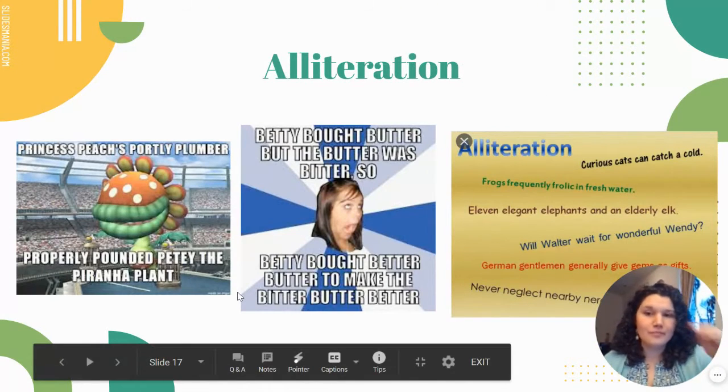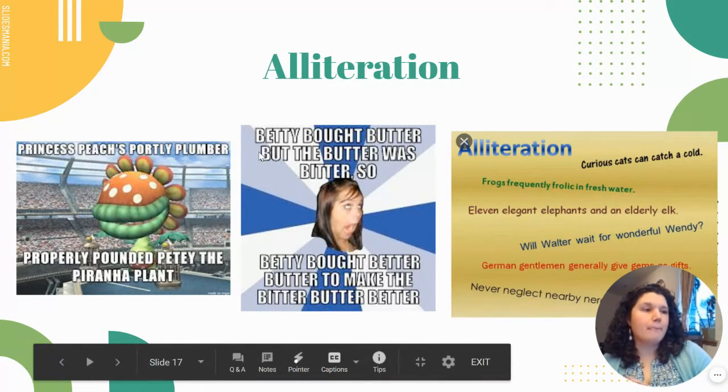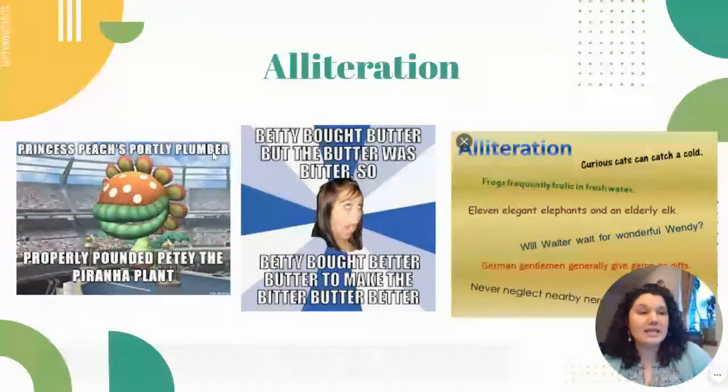Here's a couple that I found. Princess Peach's portly plumber properly pounded Petey the piranha plant. And then we've got Betty bought butter, but the butter was bitter, so Betty bought the better butter to make the bitter butter better. So we have P's that are repeating here. We have a B sound that's repeating. And then it doesn't always have to be a cutesy fun tongue twister. Really, whenever there are 2 or more repeating sounds, it can be considered alliteration.